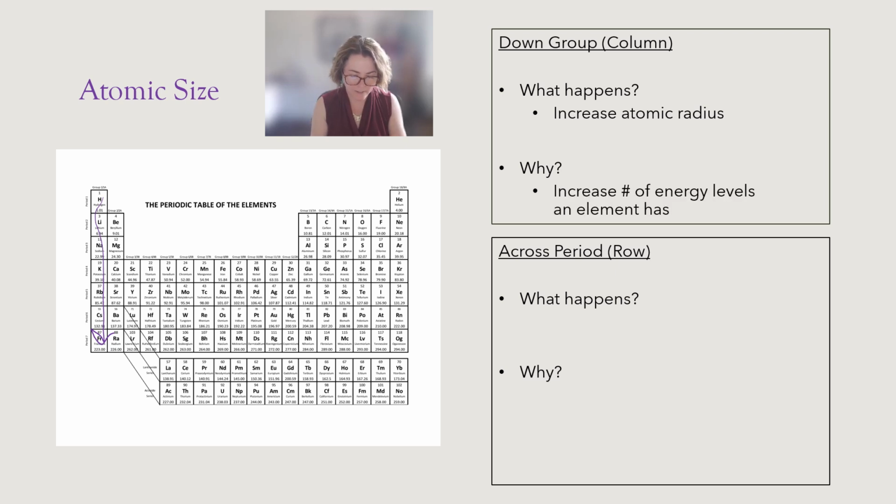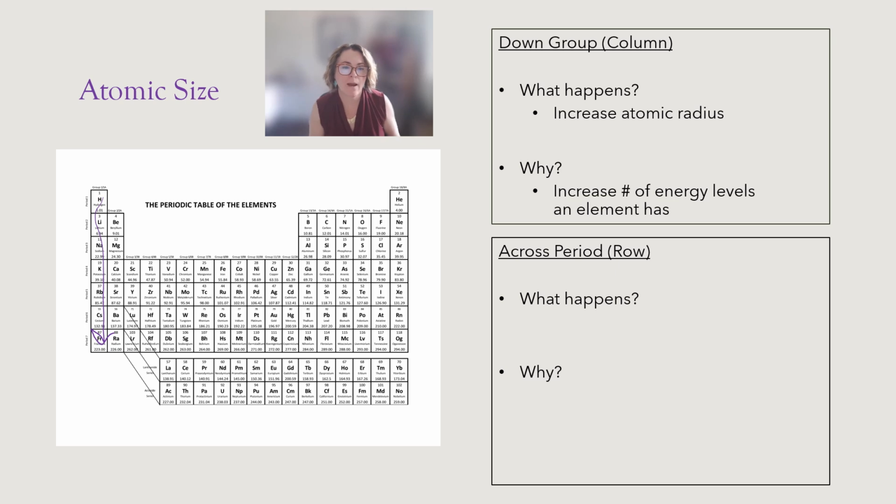Let's talk a little bit about why. As you move down that column, you're increasing the number of energy levels, right? Your outermost energy levels. So hydrogen, its outermost electrons are in energy level number 1, relatively close to the nucleus. For lithium, the outermost electrons are in energy level number 2, so they're a bit further away from the nucleus. Energy level 3 is further away, energy level 4 is further away. So as you're increasing those energy levels, you're increasing the distance the outermost electron is from the nucleus, and therefore it makes the atom larger.